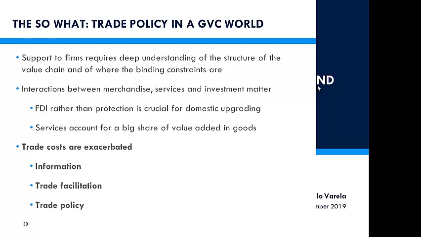Now, the other element in global value chains is that trade costs are going to be exacerbated. Why? Because in a world of global value chains, goods cross borders many times. That's the essence of the global value chain, that production is fragmented internationally. So if production is fragmented internationally, you have imported inputs that are crossing the border several times. And so if you put barriers to move these goods across borders, be those tariffs or non-tariff measures or customs inefficiencies, etc., you're accumulating this cost of moving goods across borders over time. So informational costs, trade facilitation related costs, trade policy related costs are going to be exacerbated.